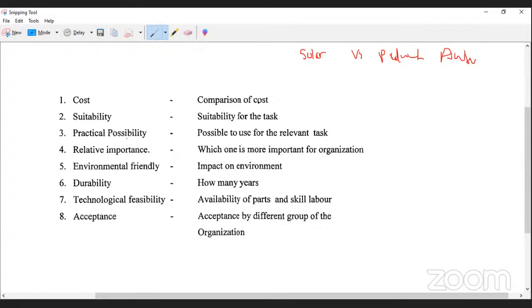And cost of the solar project. Solar project එකේ cost එක මොනවාද? Automation එකට යන cost එක. Right? Suitability. Suitability to the task. මේ කොච්චර suitable වෙයිද? Solar system එකේ කොච්චර how much of the cost would be reduced, right? Automation. Practical possibility, make possible with something like solar power, guys.